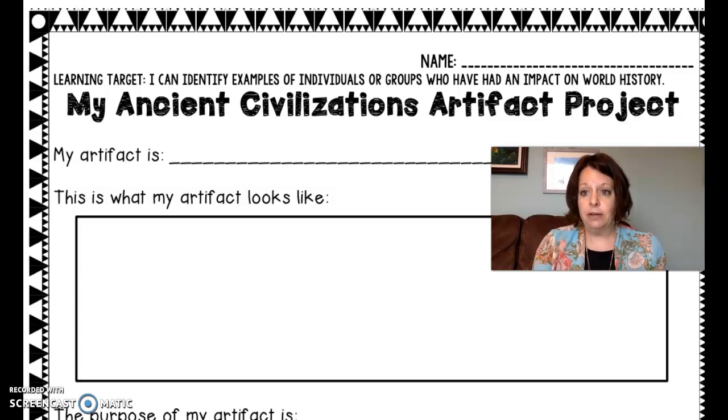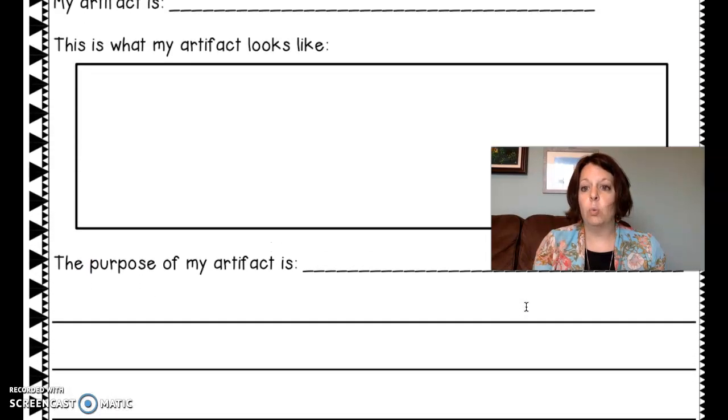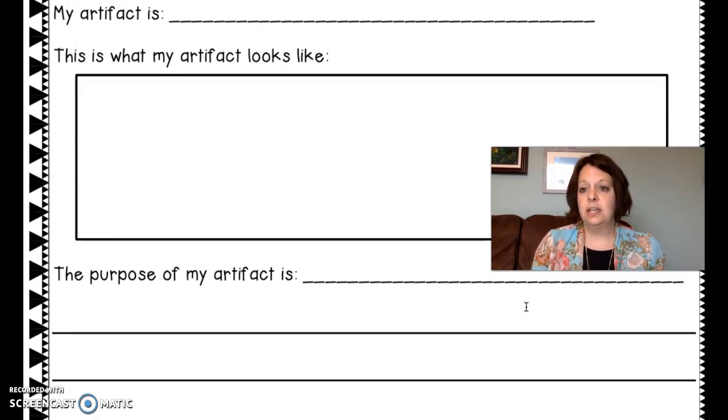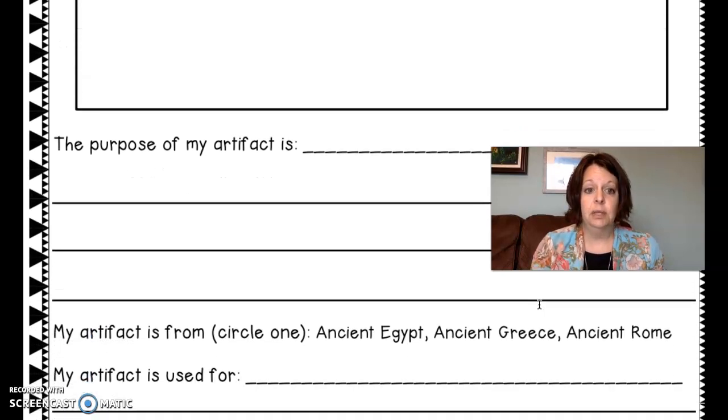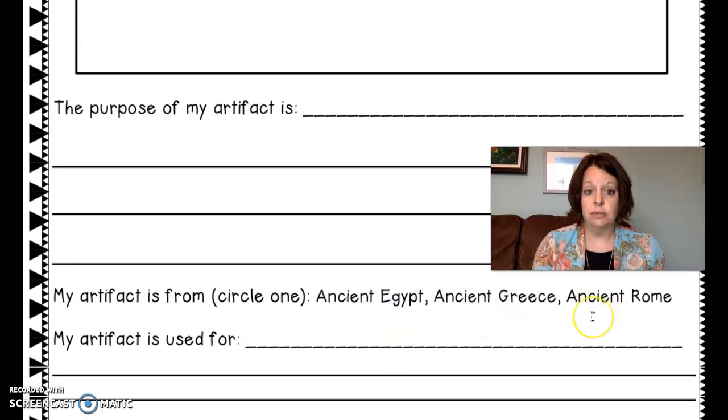This is what my artifact looks like, so then you're going to draw it there. The purpose of my artifact is, so why did either the ancient Greeks, ancient Romans, or ancient Egyptians use that artifact? Why did they use it? The purpose for it. My artifact is from either ancient Egypt, ancient Greece, or ancient Rome. You're going to circle one of those.